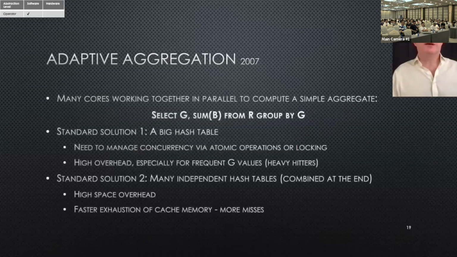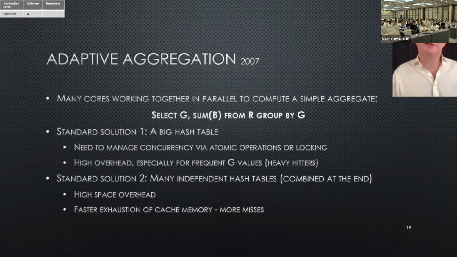I'm now going to talk about adaptive aggregation. So I talked about the idea that you have many cores working in parallel on a modern CPU, and you want them to cooperate to do a task that much more efficiently. So here's a fairly simple database task: a grouped aggregation. Select G, sum of B, from R, group by G. G is our grouping variable, and we want to add up the B values for each of the G's.